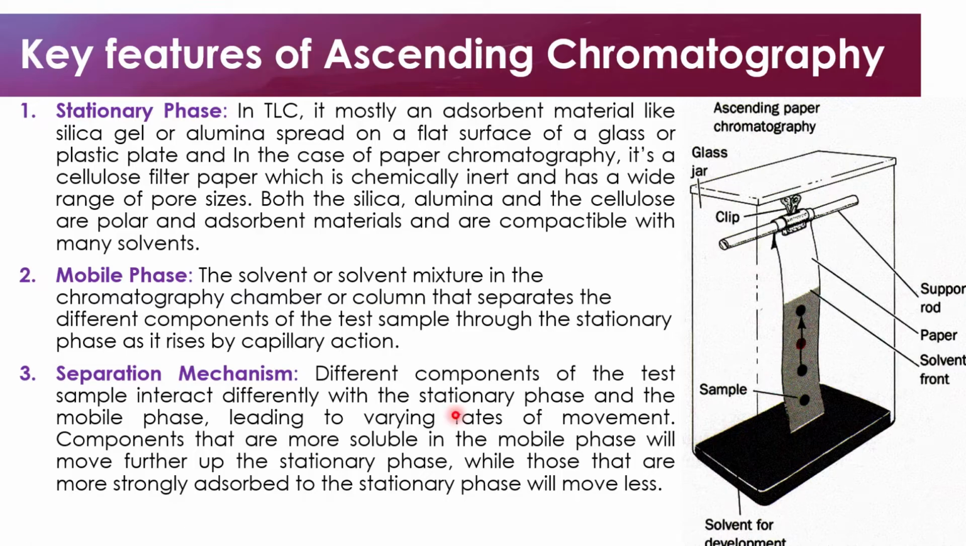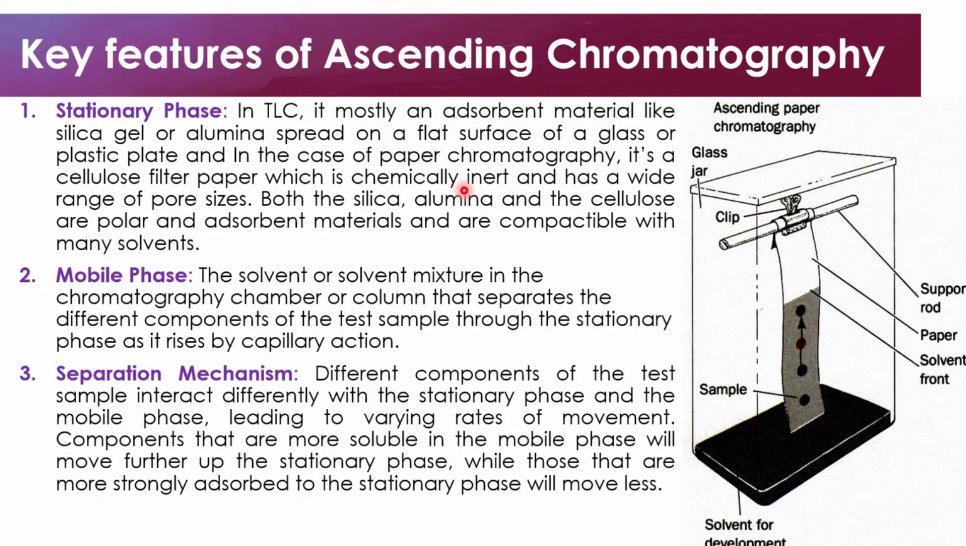Now let us look at some key features of ascending chromatography. We'll start with the stationary phase. What we have to note is that the stationary phase in thin layer chromatography is mostly an adsorbent material like silica gel or alumina spread on a flat surface of a glass or a plastic plate. And in the case of paper chromatography, it's a cellulose filter paper which is chemically inert and has a wide range of pore sizes.